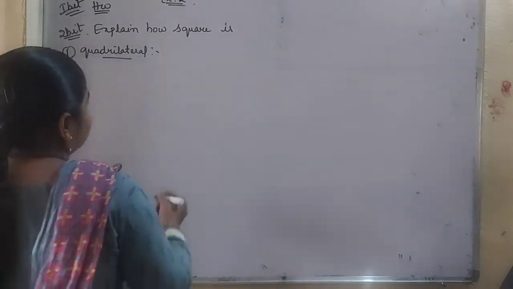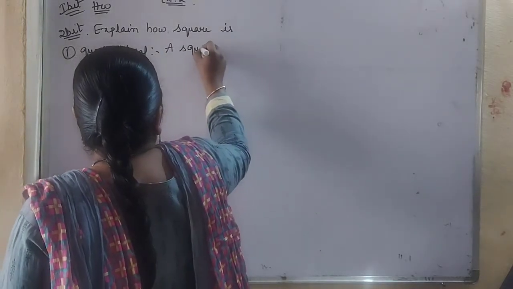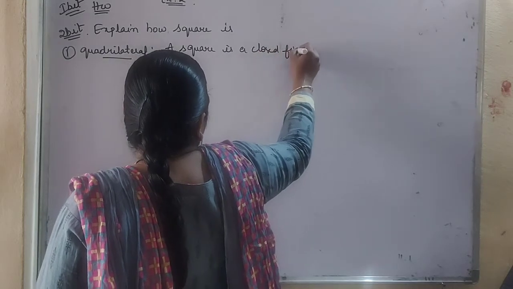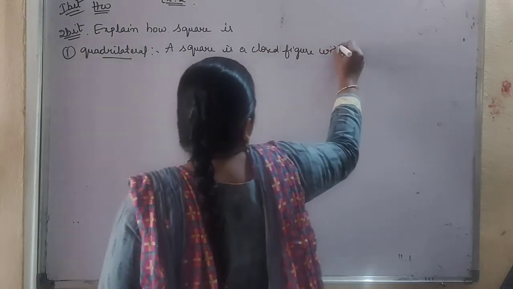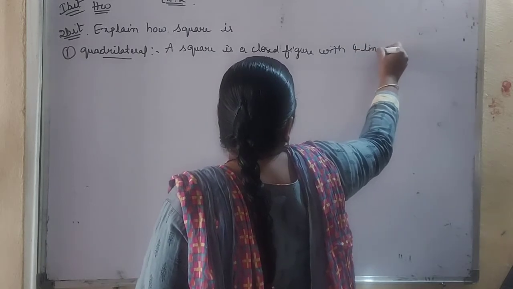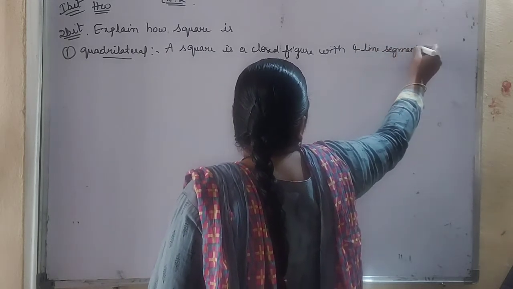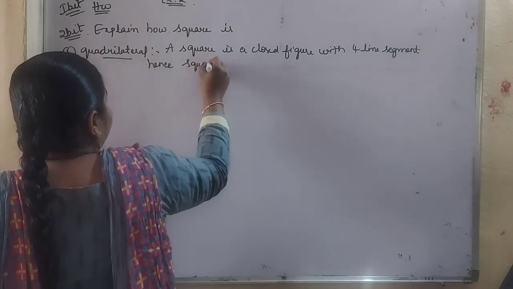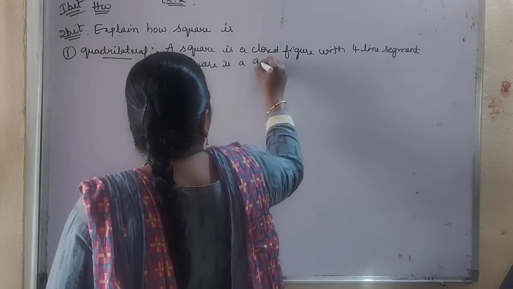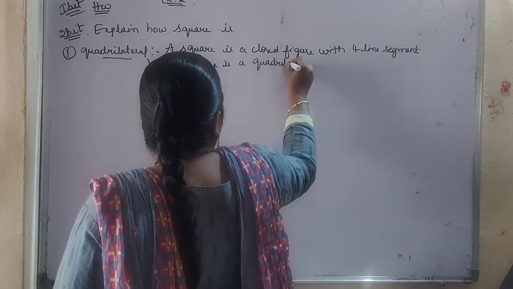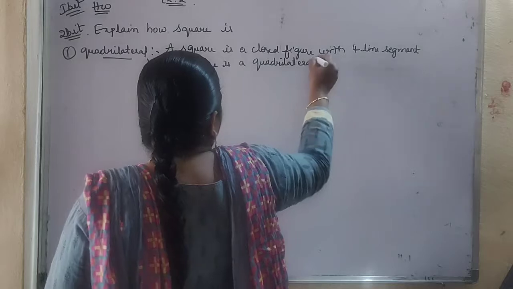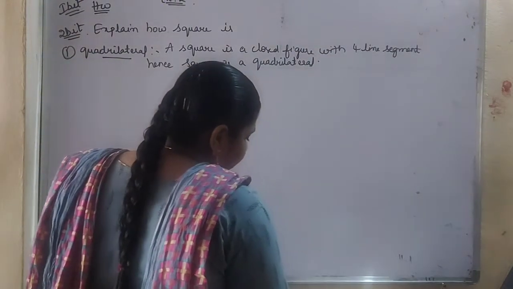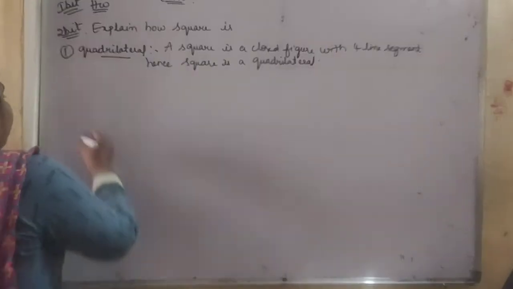A square is a closed figure with 4 line segments. Hence square is a quadrilateral. So that's why we are calling the square as quadrilateral. Next one, why we are calling this square as parallelogram, we have to write.